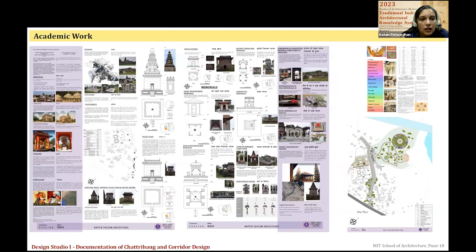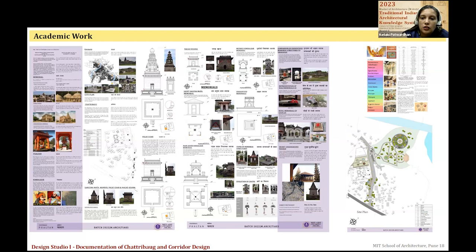This is the hardcore architectural documentation using the upcoming digital technologies that we have done. So this is a place called Chhatri Bagh in Fulton, which is a set of memorials. And our first year students in their first semester have done this documentation along with the cultural documentation of the precincts. And the project that they worked on, on the right hand side, is the design of this corridor.